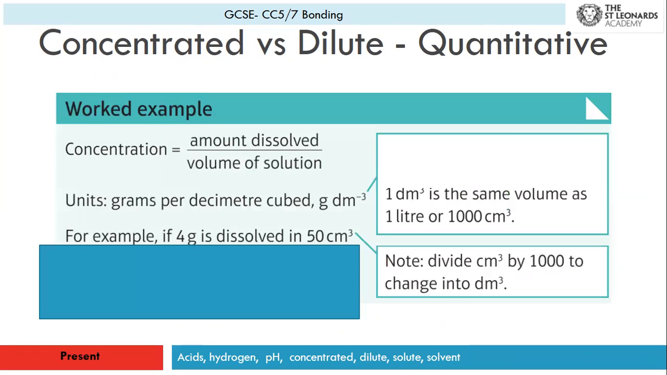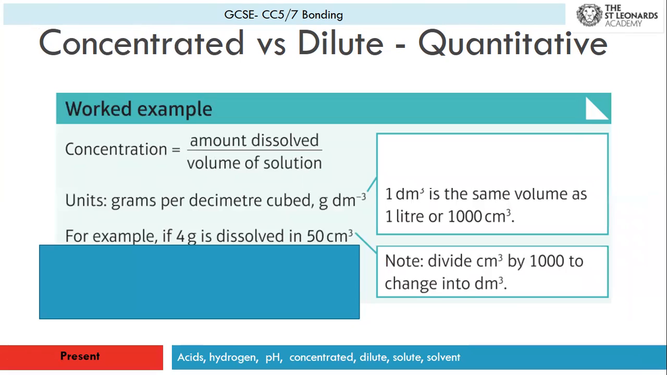So to calculate this, we can use a very simple equation. It is the amount dissolved in a volume of solution. So we use something called a decimeter to identify the volume. So the units for concentration are grams per decimeter cubed.